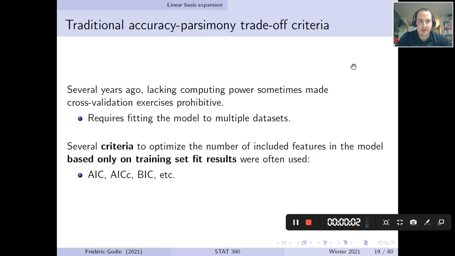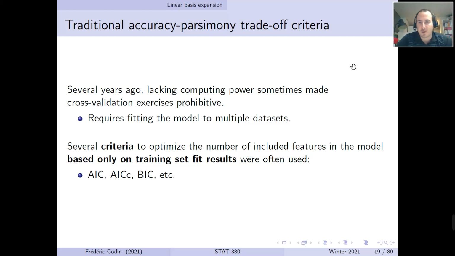Hello everybody, this is the second video for chapter 3 of the statistical learning course. We will pursue the discussion we had in the previous video about model selection.